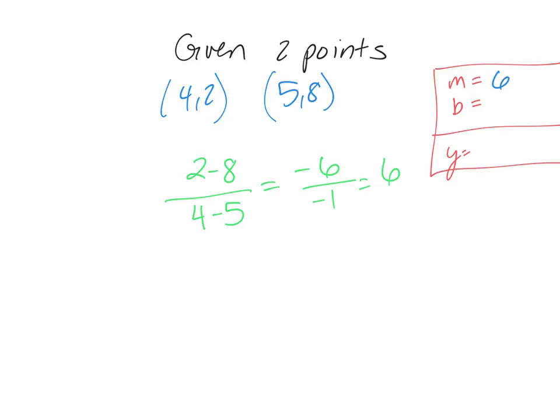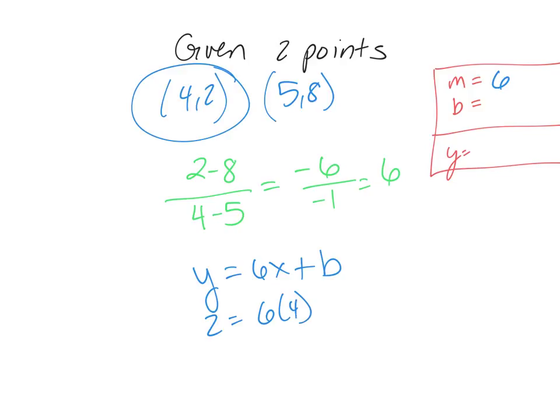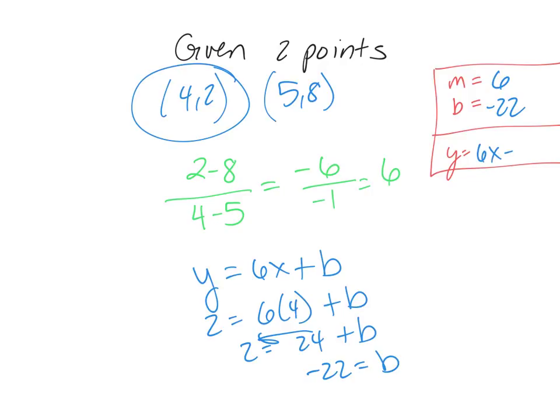Now, any ideas on how I find the b? So far, I have y equals 6x plus b, right? I'm going to pick a point. I always pick the smaller numbers because it makes it easier. I'm going to put in 2 equals 6 times 4 plus b. 2 equals 24 plus b. Move the 24 over there, so -22 equals b. Right? I have my slope, I have my y-intercept. Am I ready to write my equation? Yep. Y equals 6x minus 22.